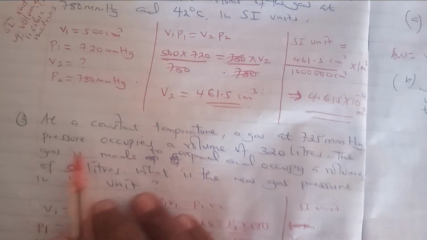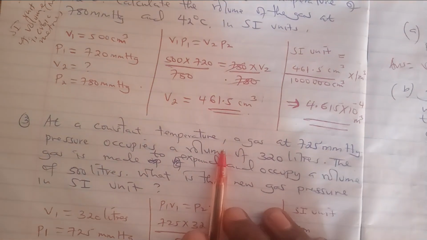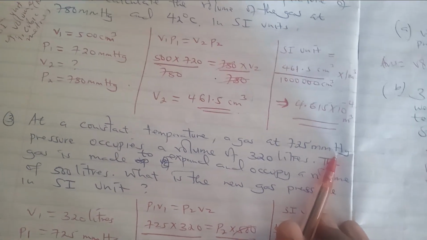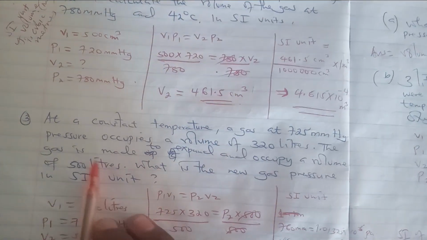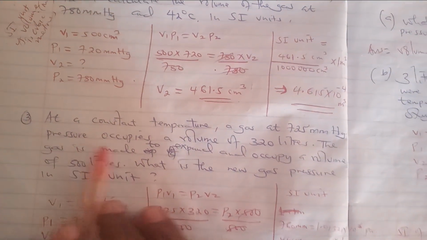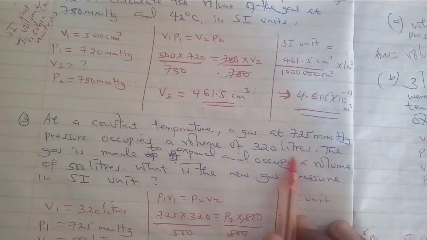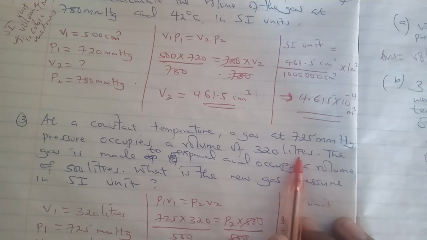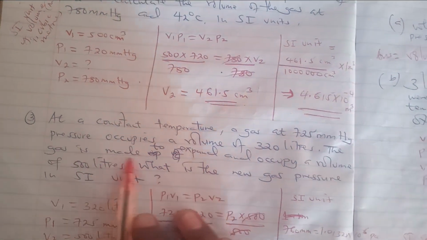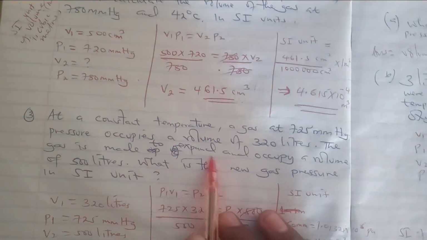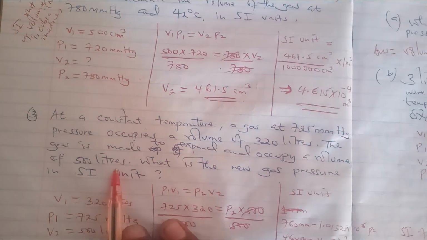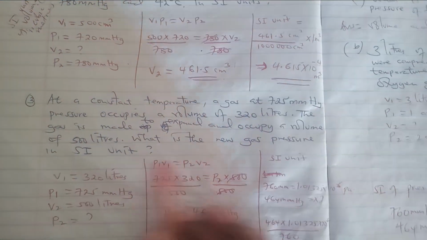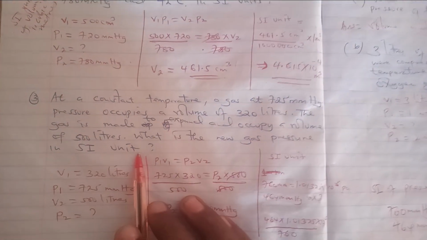Next question. At a constant temperature, a gas at 725 millimeters of mercury occupies a volume of 320 liters. The gas is made to expand and occupy a volume of 500 liters. What is the new gas pressure in SI units?